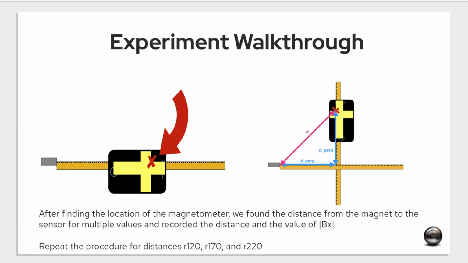First, we canceled the magnetic field of the Earth by setting it to 0. So we're going to adjust the ruler in the phone until it hits 0, and then once we do that, we're going to find the location of our magnetometer. Once we do that, we can calculate the distance from the magnet to the magnetometer sensor for multiple different values, and we're going to repeat the procedure for BX values of 20, 120, 170, and 220. We're going to do the same thing for off-axis, and we're going to be calculating our D perpendicular instead.